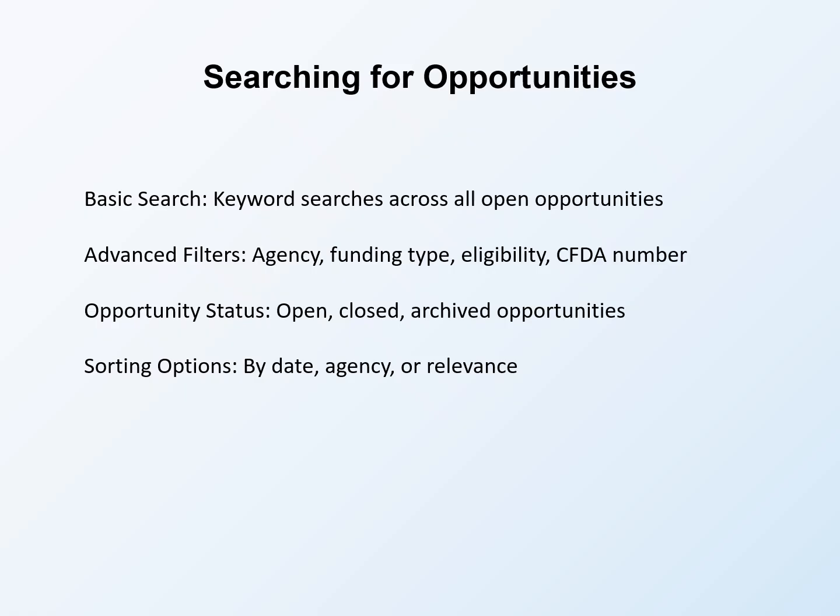Advanced filters narrow results by specific criteria. You can filter by the agency offering funding if you have target agencies in mind. Funding type filters distinguish grants from cooperative agreements. Eligibility filters help you find opportunities your organization type can pursue. The Catalog of Federal Domestic Assistance Number, or CFDA number, allows you to search for specific programs if you know their identifier.